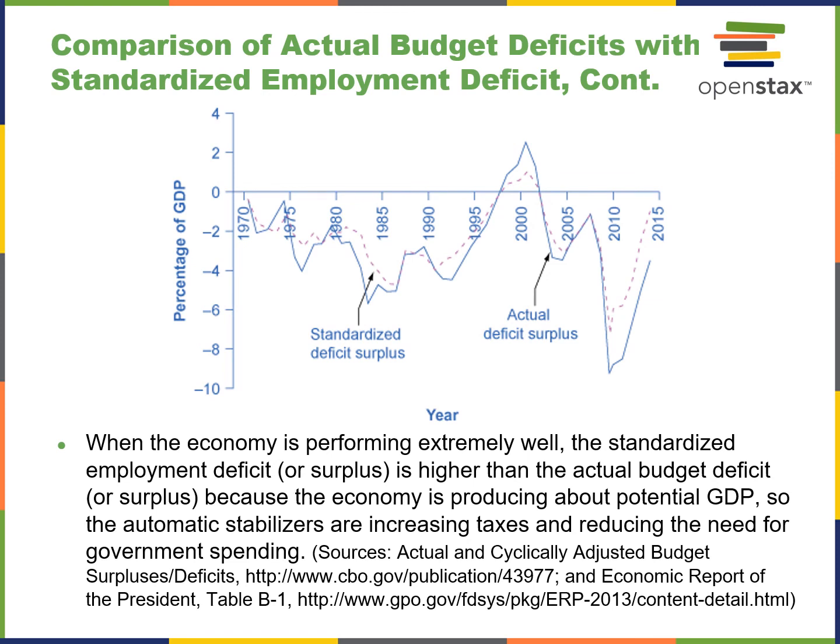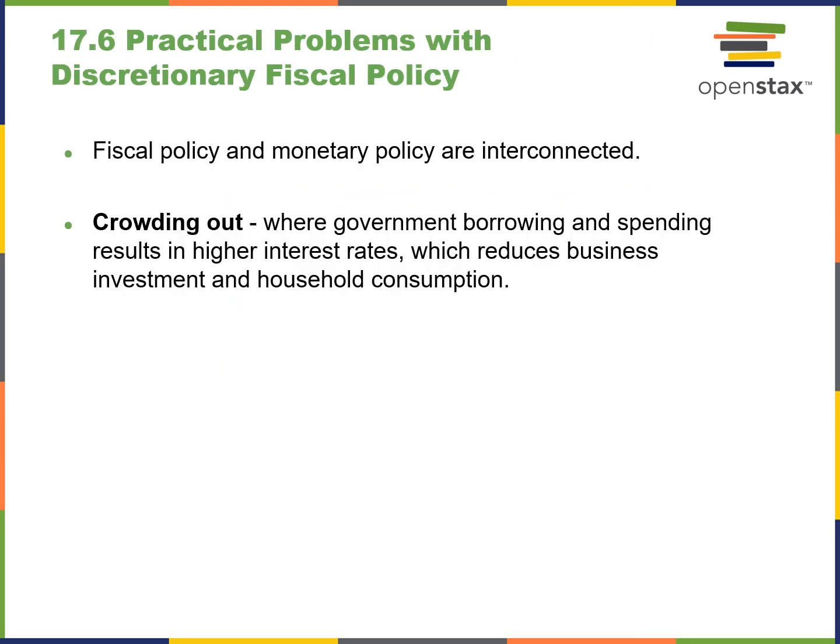In the graph, you have the red line, which is the standardized deficit or surplus, and then the actual deficit or surplus. You'll see that they meet and cross at various points, and more or less track each other. When the economy is performing very well, the standardized surplus is actually higher than the actual budget surplus because the economy is producing about potential GDP, so the automatic stabilizers are increasing taxes or reducing the need for government spending. In this particular case, there are some downsides to discretionary fiscal policy.